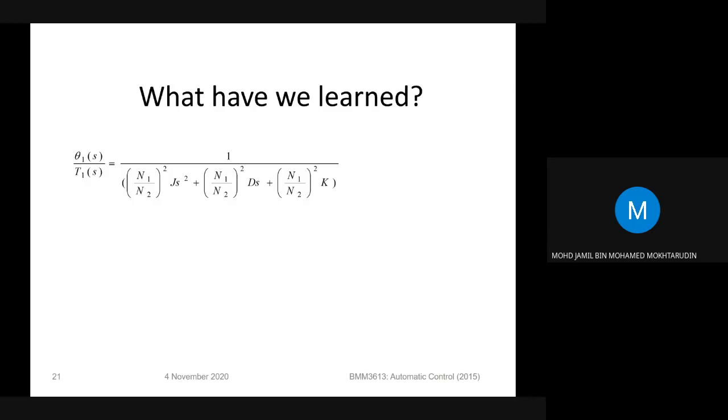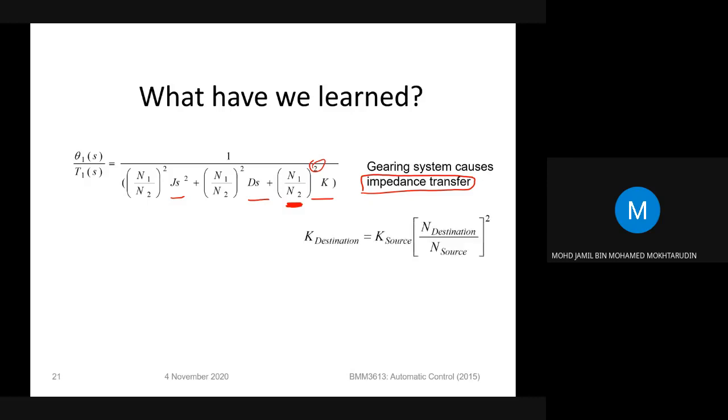So what have we learned here? When we want to find theta 1, each of the J, D and K has a gear ratio squared here. The gear ratio squared here, we call it impedance transfer. Okay, so impedance transfer is the same for each J, D and K. So the K for destination equals K source times N destination divided by N source squared.